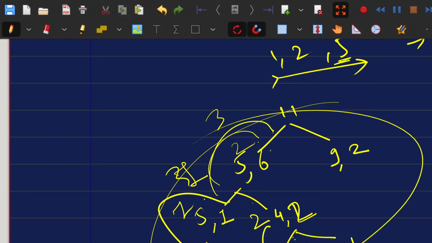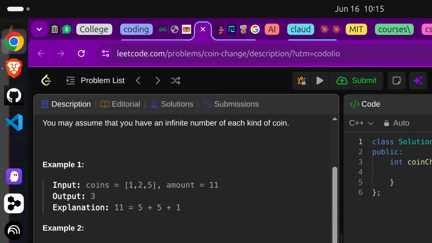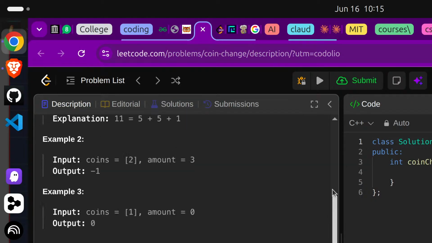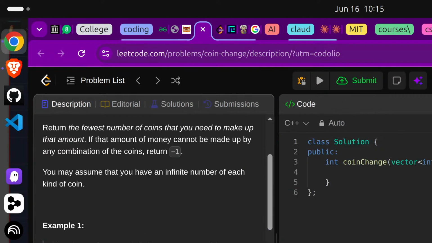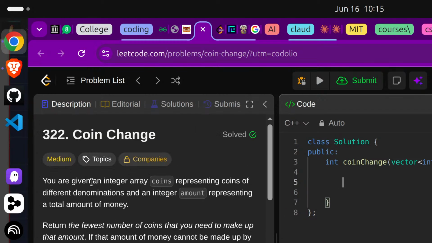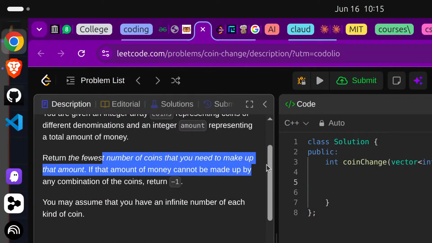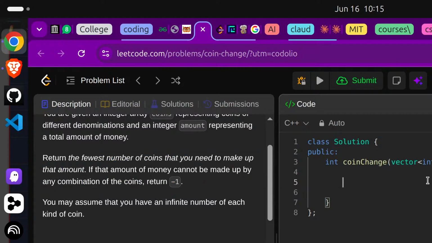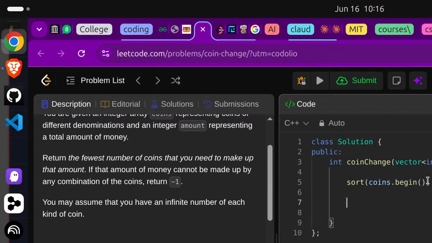Alright, so let's code this recursion, guys. First try with recursion. We have the amount and we have the array. Is the array sorted or not? I think it is sorted. Let's sort this first. We have sorted this, and now what can we do?